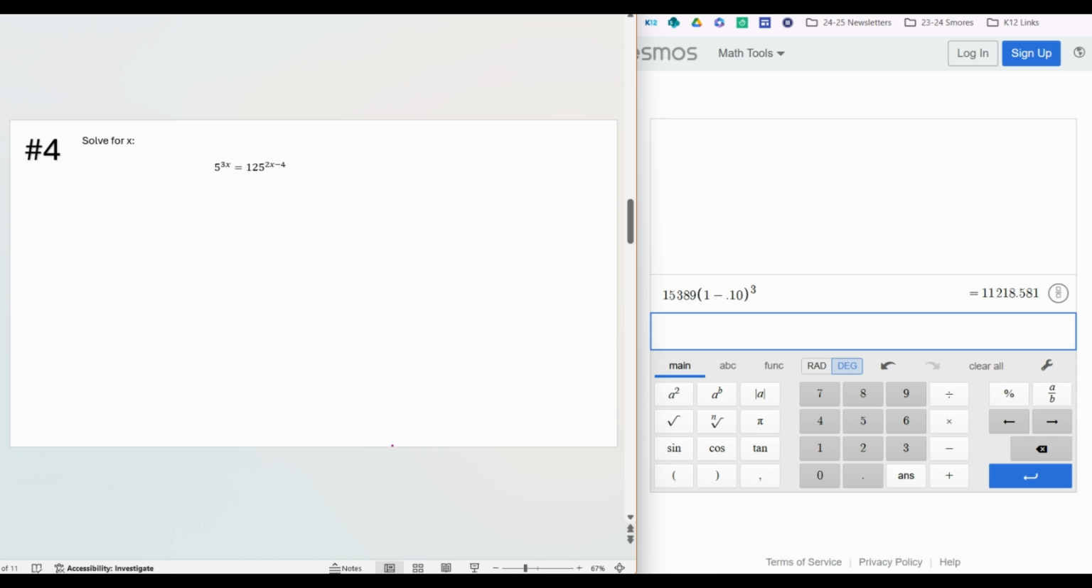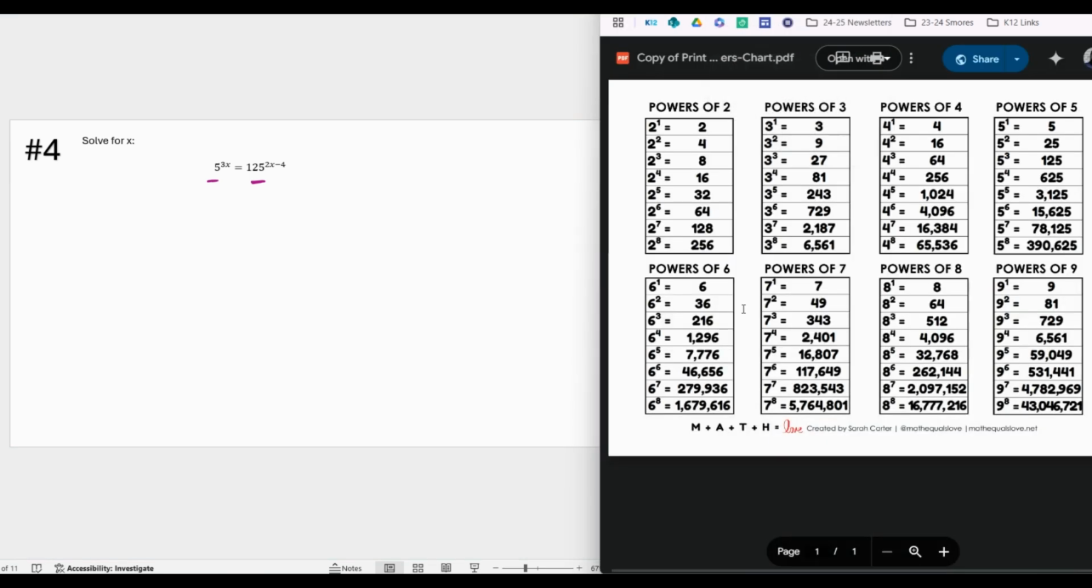Okay, so here we have a different sort of problem. It says we have 5 to the 3x equals 125 to the 2x minus 4. Remember, the goal in these kind of problems is that we want to have the same base on either side. So in order to help us out, I'm going to use this powers chart.